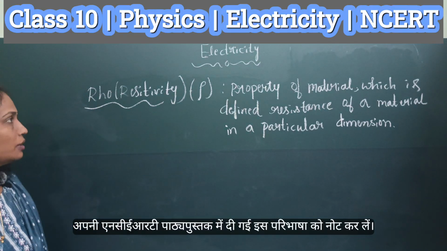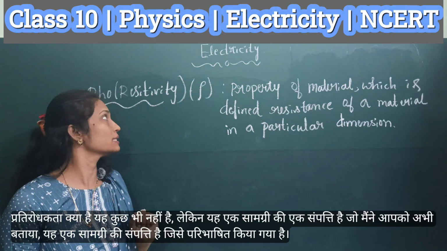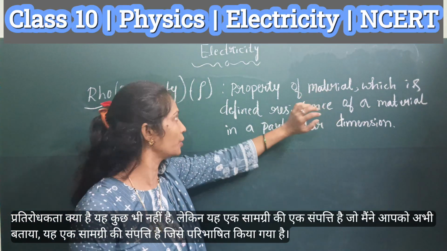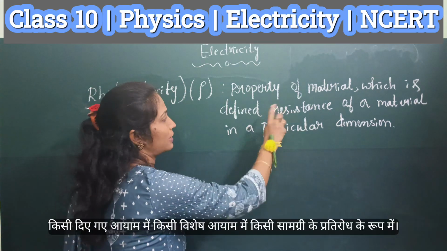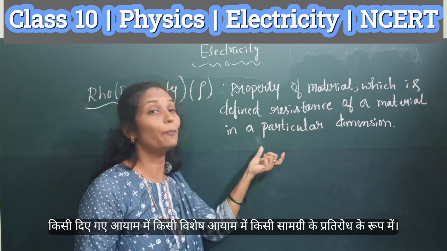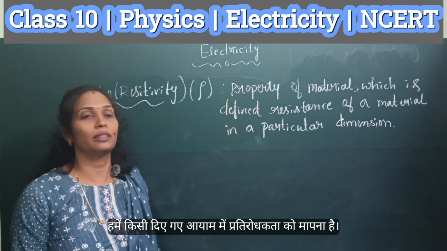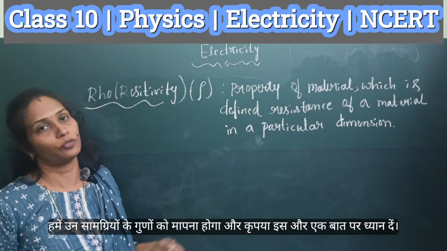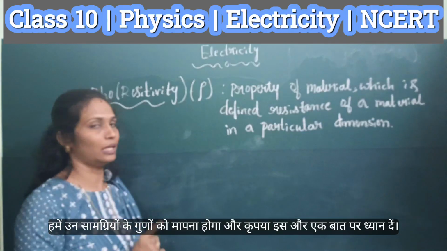Note down this definition, which is there in your NCERT textbook. What is rho? What is resistivity? It is nothing but a property of a material. That's what I told you just now. It is a property of a material which is defined as the resistance of a material in a particular dimension. In a given dimension, we have to measure the property of those materials. Please note on this.